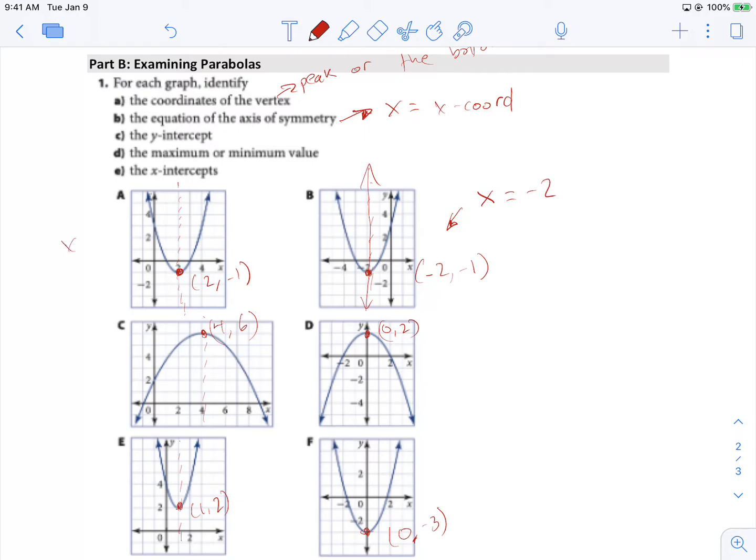So for this one, it would just be x equals positive 2. This one would just be x equals 4. This one would be x equals 0, and x equals 1. So we got that part.